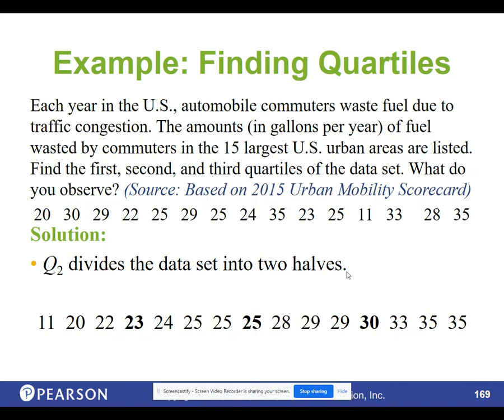Then you look at just the bottom half and find the middle. And then you look just at the top half and find the median of it. That's how you find quartiles. That's all there is to it. Put it in order, find the median of the bottom half, find the median of the top half, and you have just quartiled your data. Simple enough.